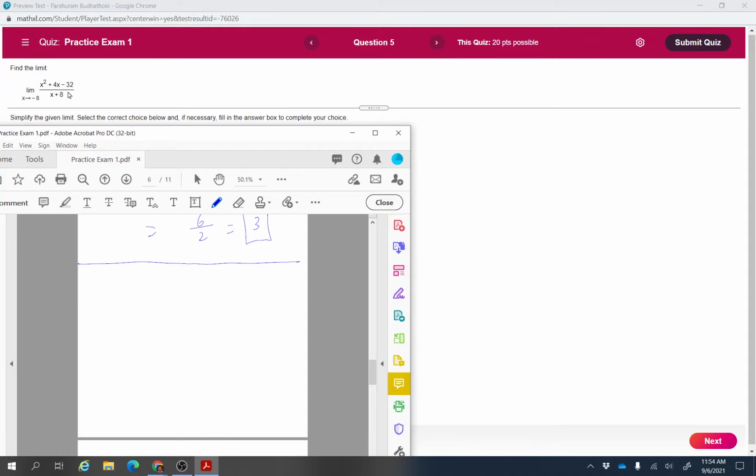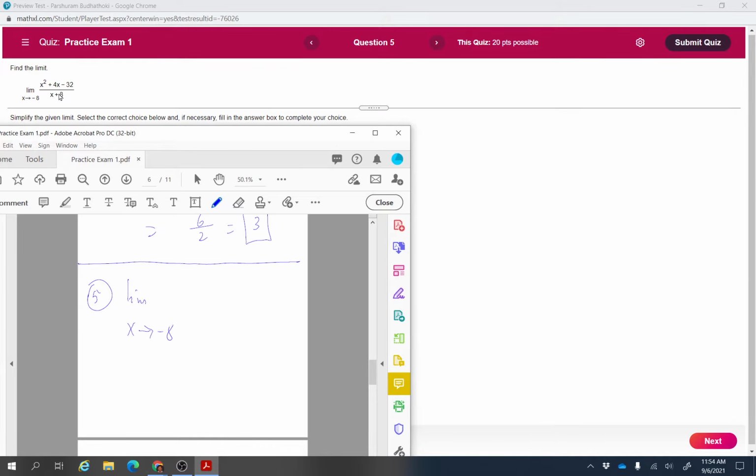Because this denominator, if you put x equal to -8, it will be 0. It will be undefined. So we cannot just plug x equal to -8 for a problem like this. So the idea is try to find the factors on the top and then try to cancel the common factor. So I'm going to show you here.